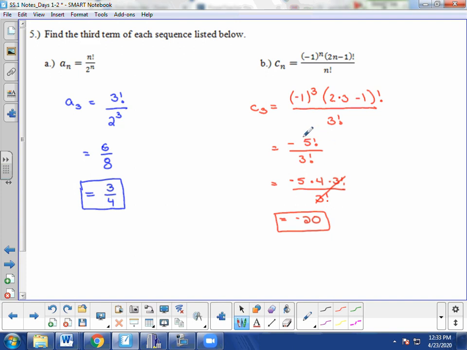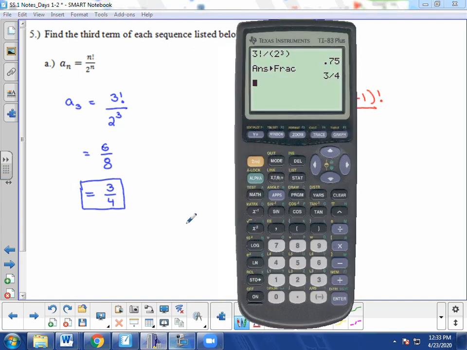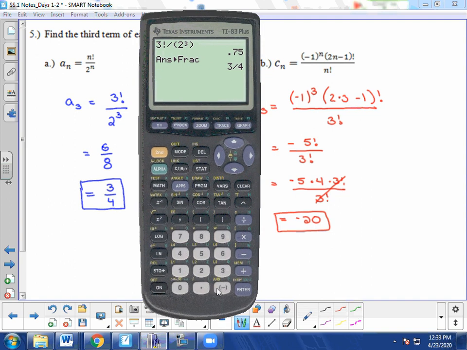You could also take this step right here once we simplified and do that in the graphing calculator. So you could type in negative 5 and then factorial, and then divided by 3 factorial. And there we have the value, negative 20. So factorials can be used in sequences as well. Again, that factorial just means take that number and multiply it by every successive number as you reduce to 1.